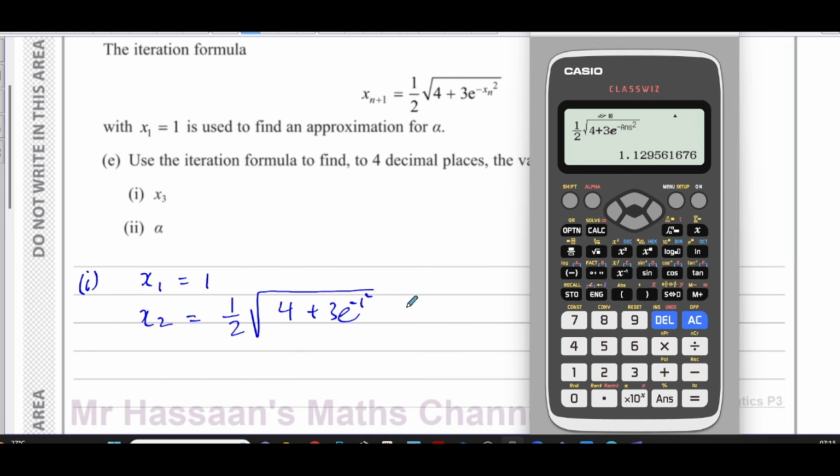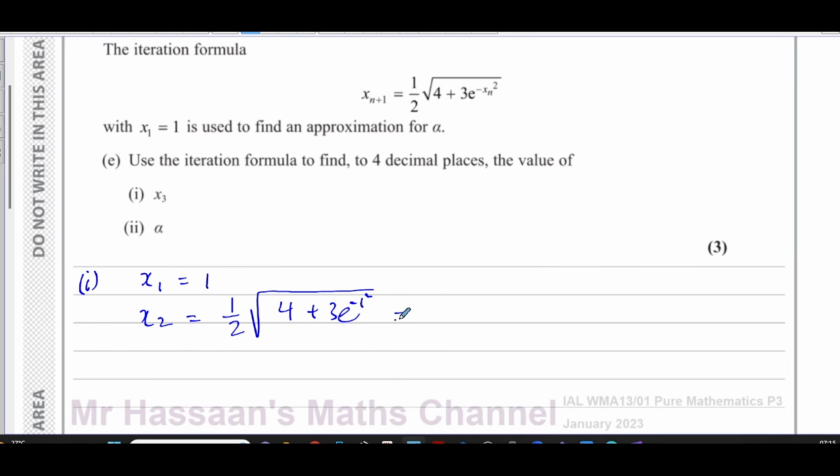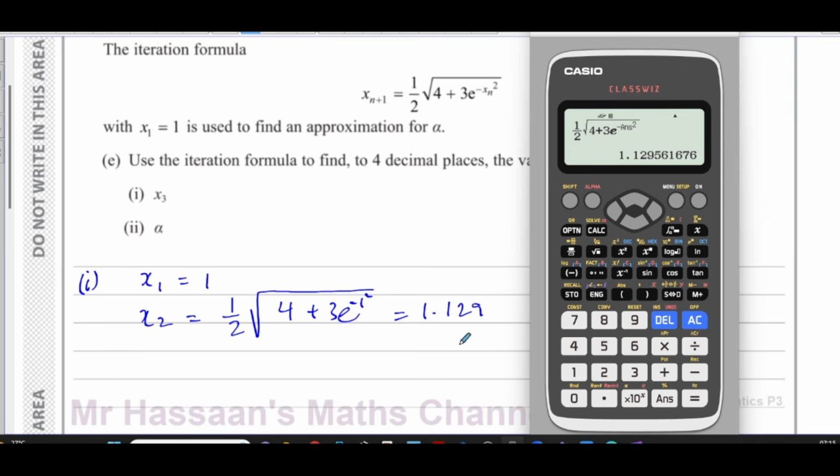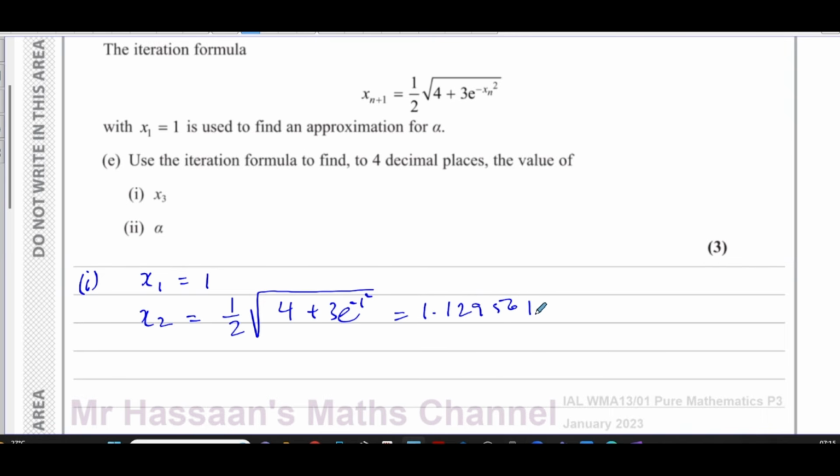Which is 1.12956. I'll write it to more decimal places than I need: 1.129561. So I'm going to write this step down.